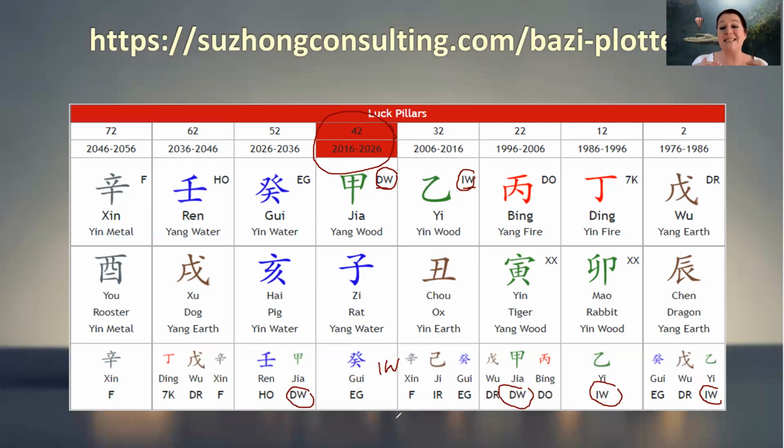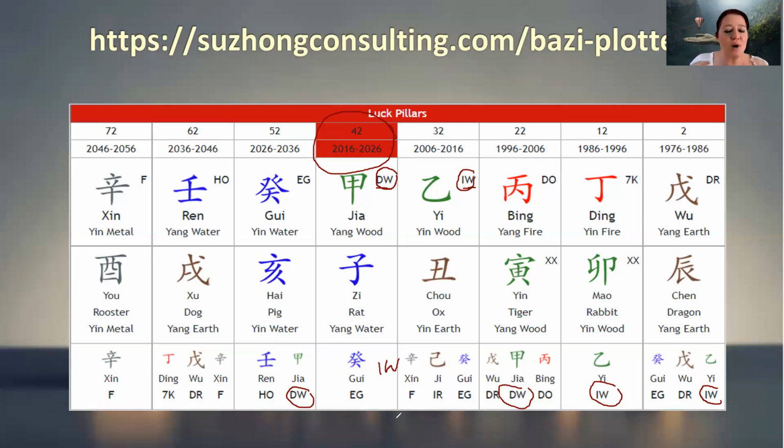Those are the most direct sort of wealth elements. So check whether you are currently going through a luck pillar where you have DW or IW either at the top or at the very, very bottom. If you have that, then you are going through a time where you are able to make a lot of money, but only through extremely hard work.